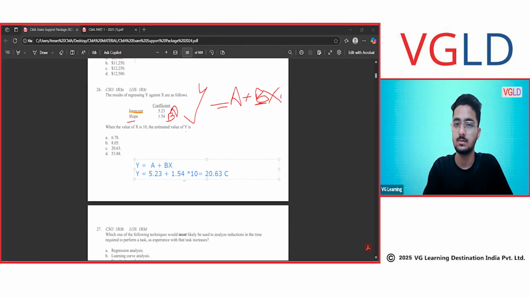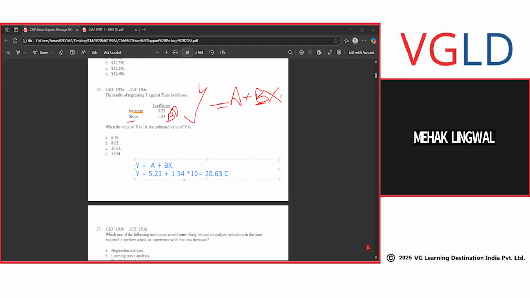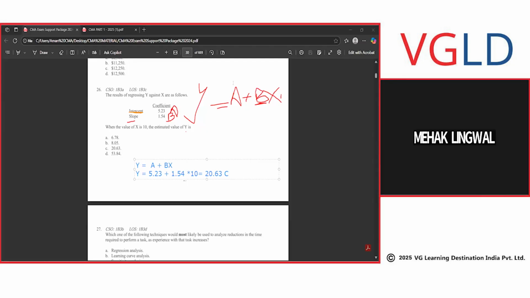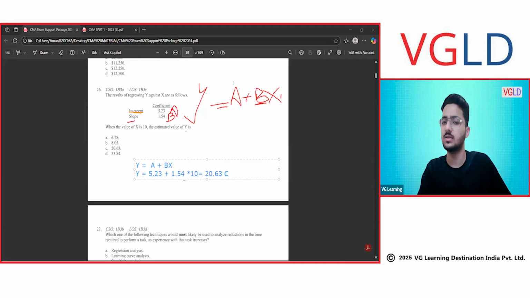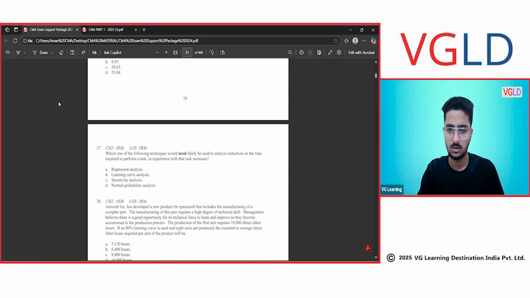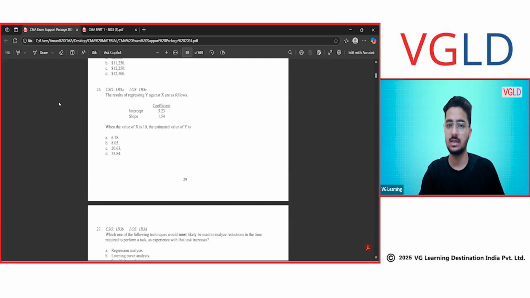Easy. So is intercept fixed cost or fixed sales? Fixed factor, you can consider. It can be both. No, it's the same only. If I say fixed cost or if I say fixed factor, it's the same. While b is my variable factor. Okay, that's it.